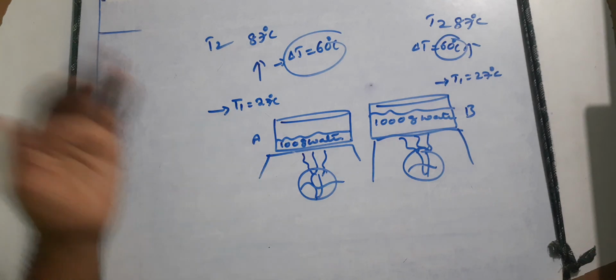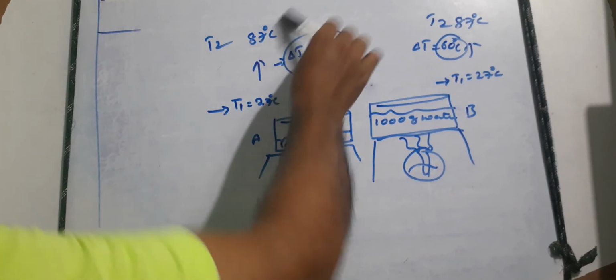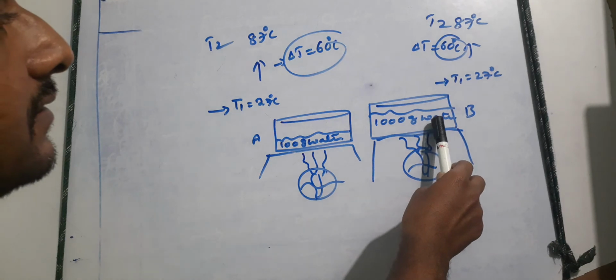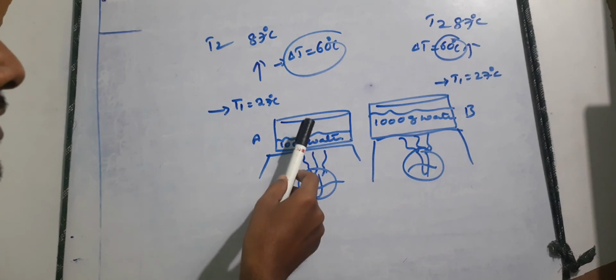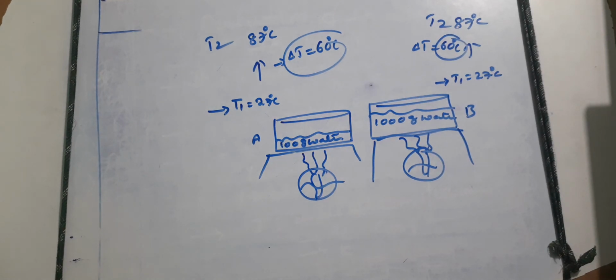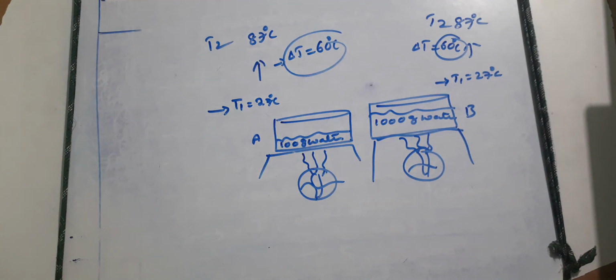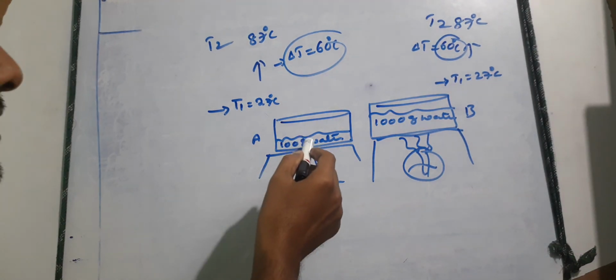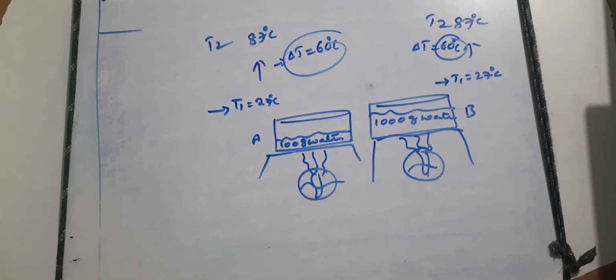Now we can notice that in vessel A, this temperature will be reached faster. In vessel B, the water reaches this temperature slower. Its temperature from 27 to 87 will be reached faster in A and slower in B. It means that A requires a smaller amount of heat energy to raise its temperature to 87 degrees Celsius, while B requires more heat energy to raise its temperature from 27 to 87.